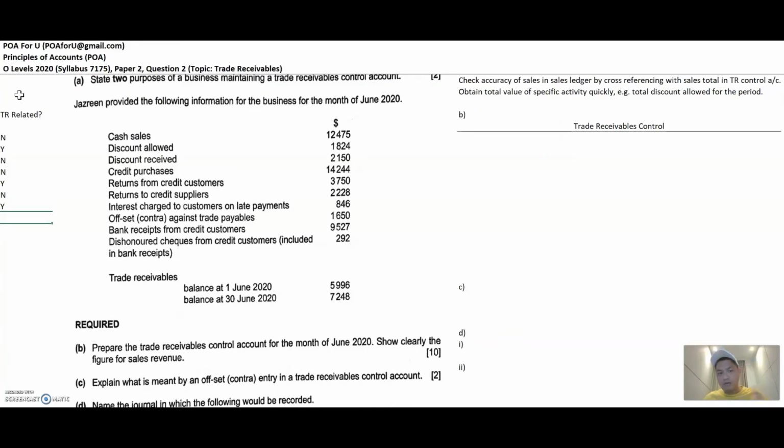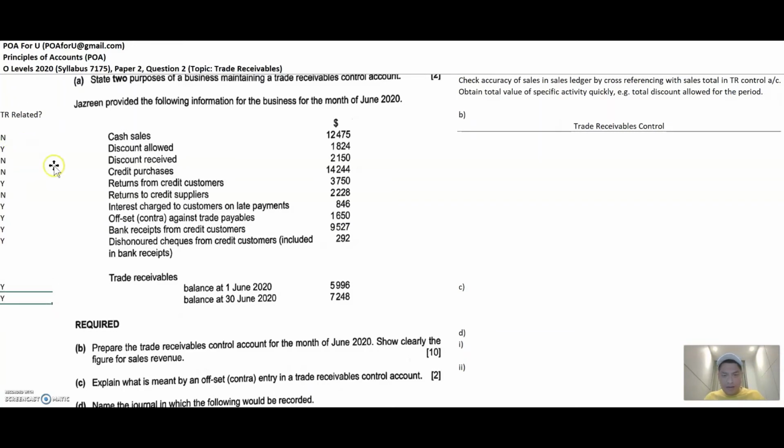Offset against trade payables. So this offset or contra is saying that the customer is also your supplier, he owes you something, you owe him something, so you offset that, right? So it's a customer related item, so yes. Bank receipt, yes, that's credit customers. Dishonored check from credit customers, yes. So that's it. And of course, these two are also trade receivables related.